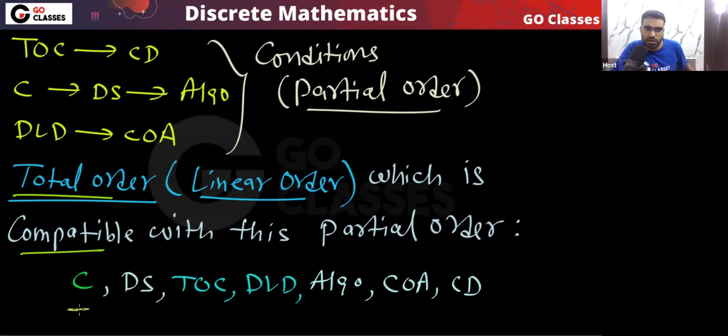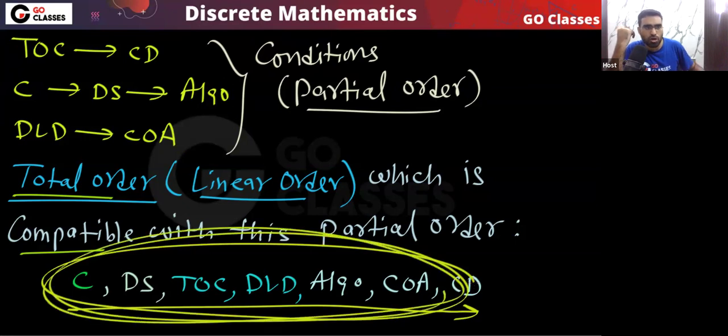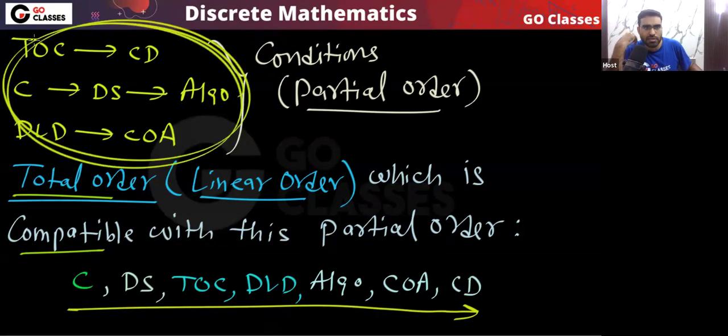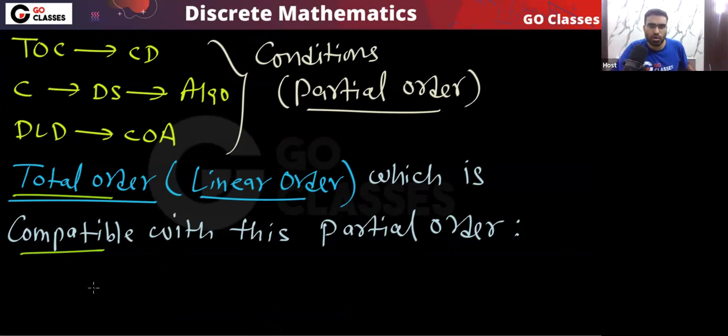So this order, tell me, does this order follow these conditions? This linear order, does it satisfy these conditions? Or I'm asking, this linear order, this total order, is it compatible with this partial order? Yes, this is compatible. So in this order, the new student who is coming to you can study. Agree with me?